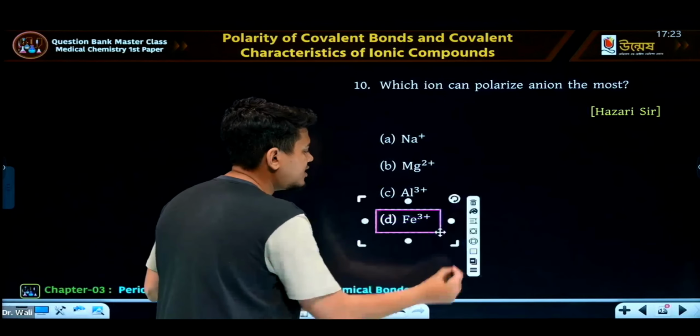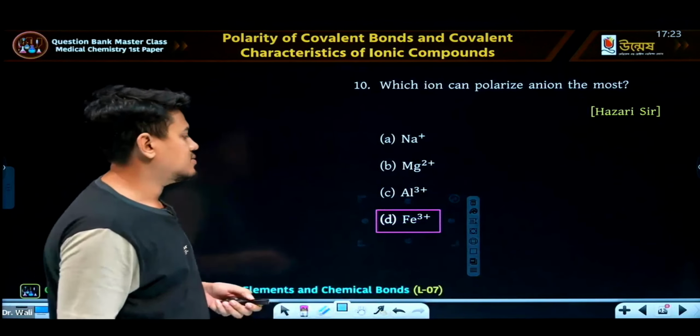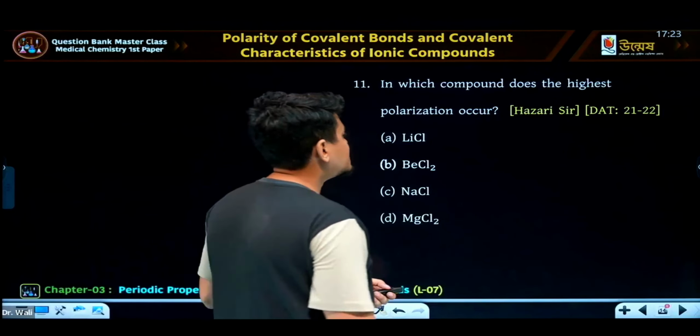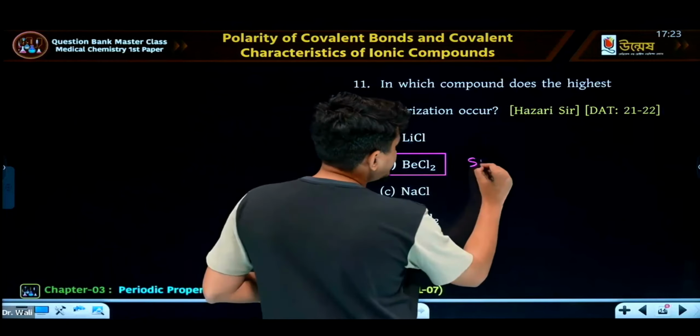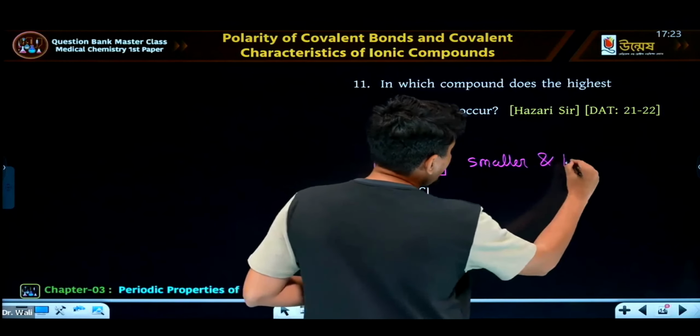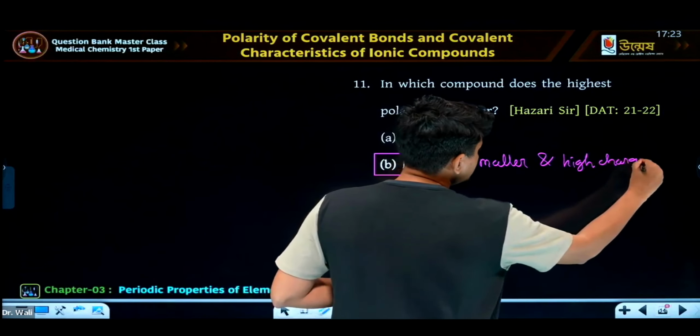Which ion can polarize an ion most? The one with the higher charge and the one with electrons in the d orbital. In which compound does the highest polarization occur? Highest polarization will occur in this one. Why? Because this cation is a smaller and highly charged cation.